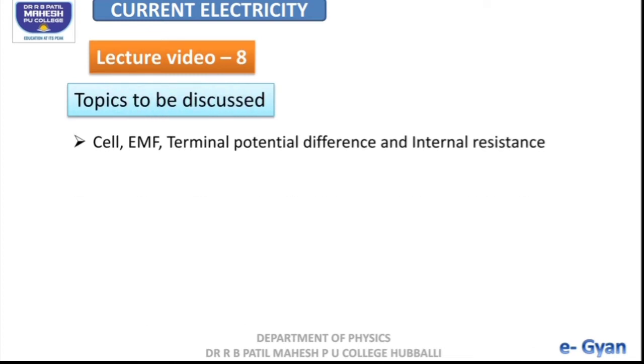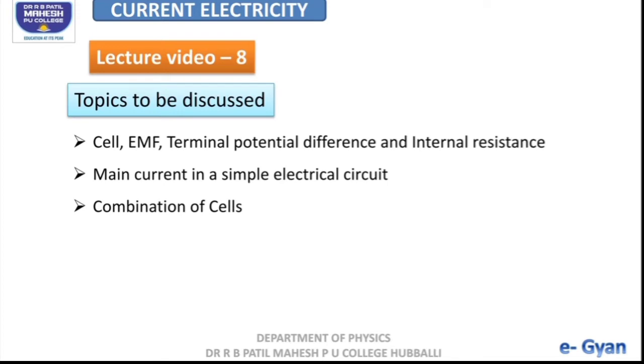In this lecture, I am going to discuss cell, EMF, terminal potential difference and internal resistance. After this, we will be discussing main current in a simple electric circuit. And following this, we also discuss combination of cells. Now let me discuss all these points one by one.